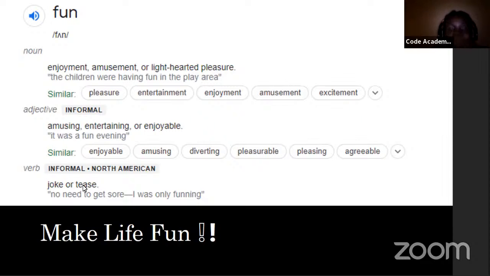So joke or tease, be very careful with this particular part. Because remember I said a participant can be disqualified if you're disrespectful or something like that. So if you're creating jokes, they better be jokes that are not going to in any way be disrespectful to someone, something like that.